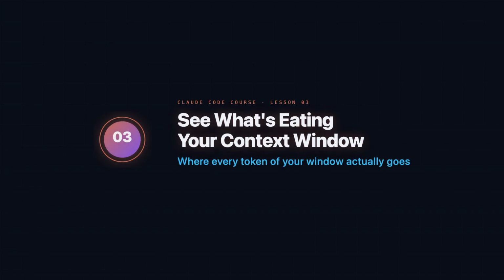This is lesson 3, and today we're answering a question every long session eventually raises. Where did all my context go? Here's the thing, your window isn't just your conversation. The system prompt, tools, MCP servers, and memory files all take a slice before you type a word. The /context command shows you exactly who's eating what.